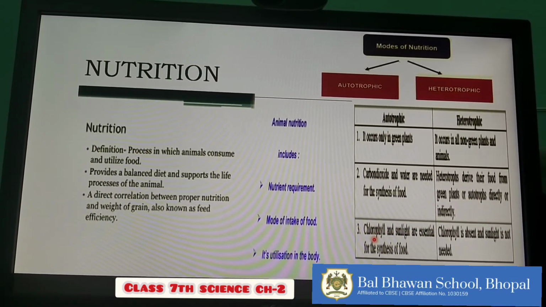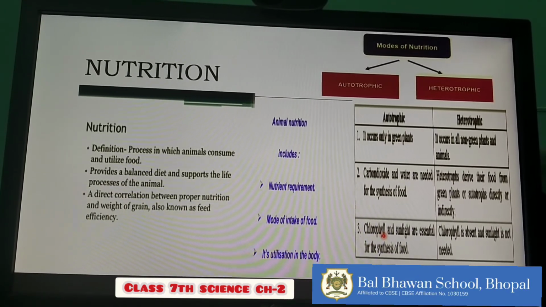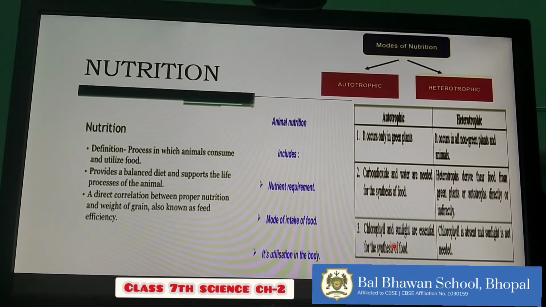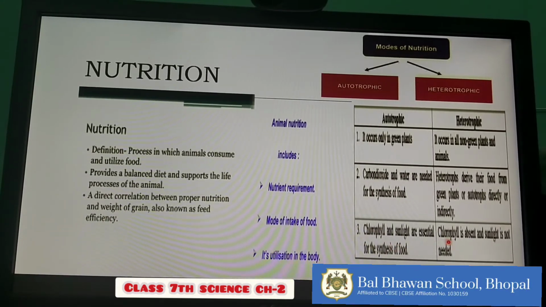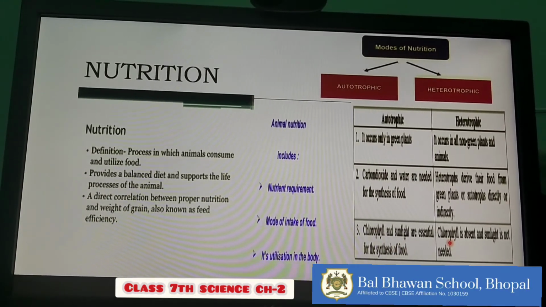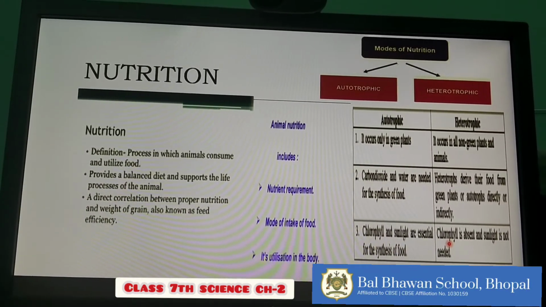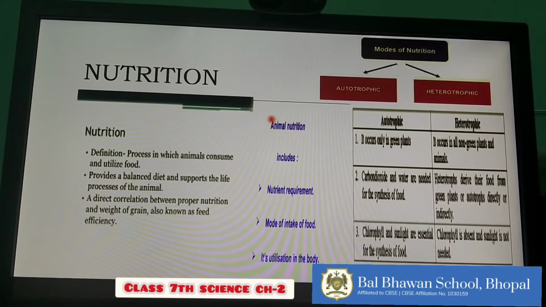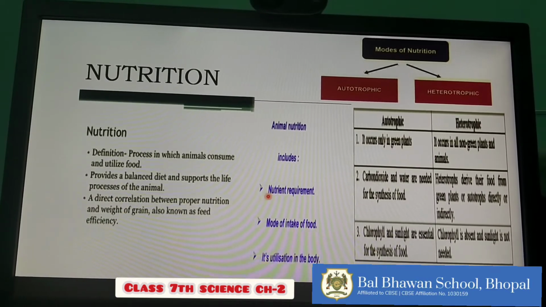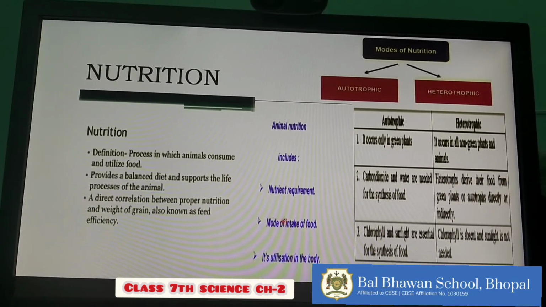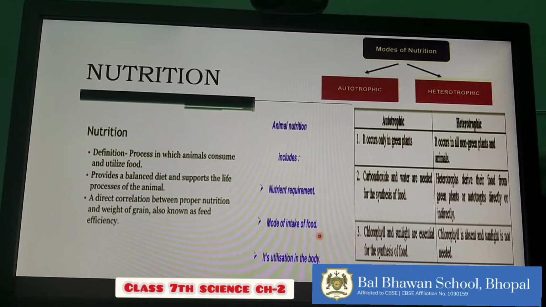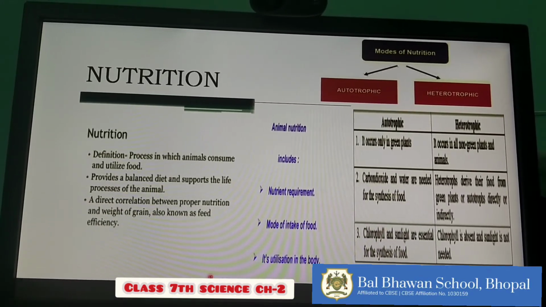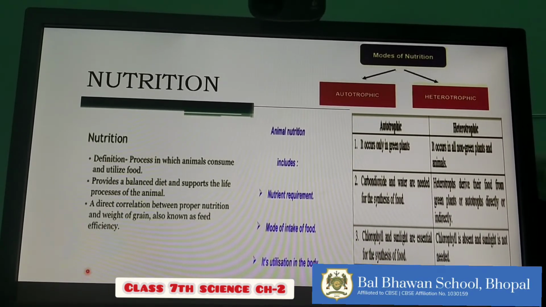In the case of autotrophs, chlorophyll and sunlight are essential for synthesis of food. In the case of heterotrophic nutrition, chlorophyll is absent, and sunlight is not needed. Animal nutrition includes the following: nutrient requirement, mode of intake of food, and how it is being utilized in the body.